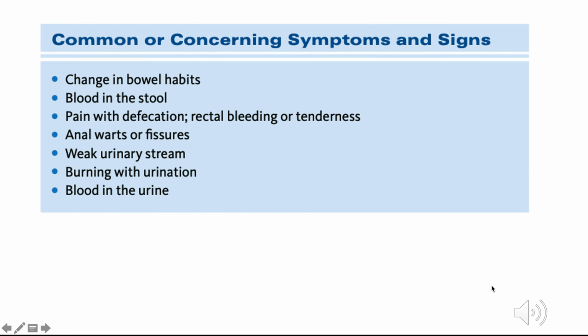For the history taking, common complaints that would lead us in doing a thorough examination of the system is when the patient complains of changes in bowel habits, blood in stool, pain with defecation, or bleeding from the anus, or pain or tenderness, the presence of warts or fissures in the area, a weak urinary stream, burning sensation while urinating, or presence of blood in the urine.